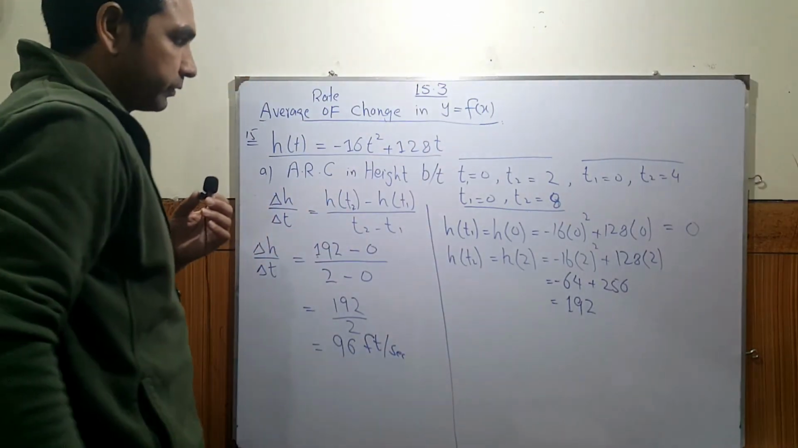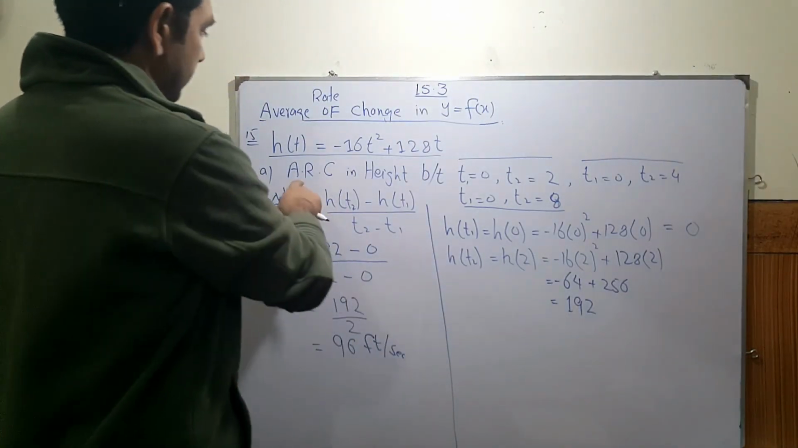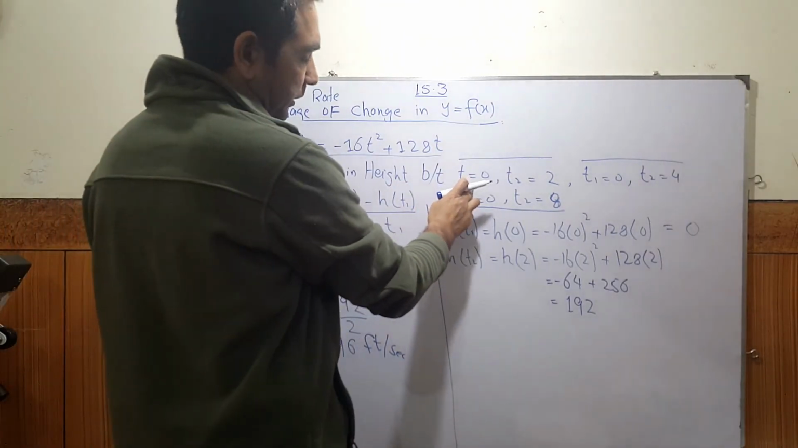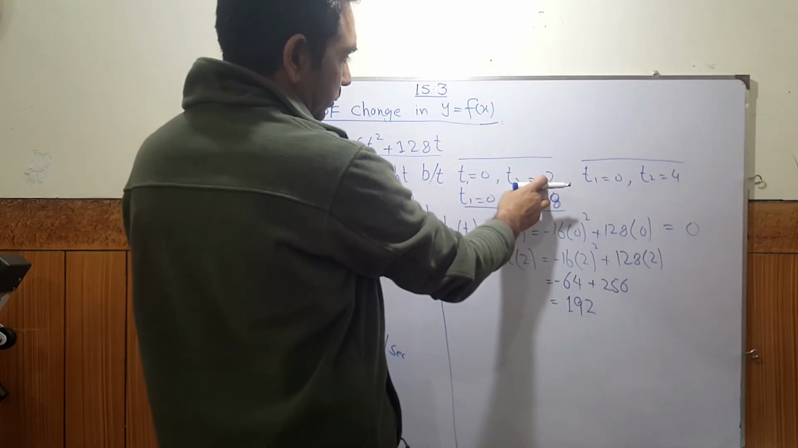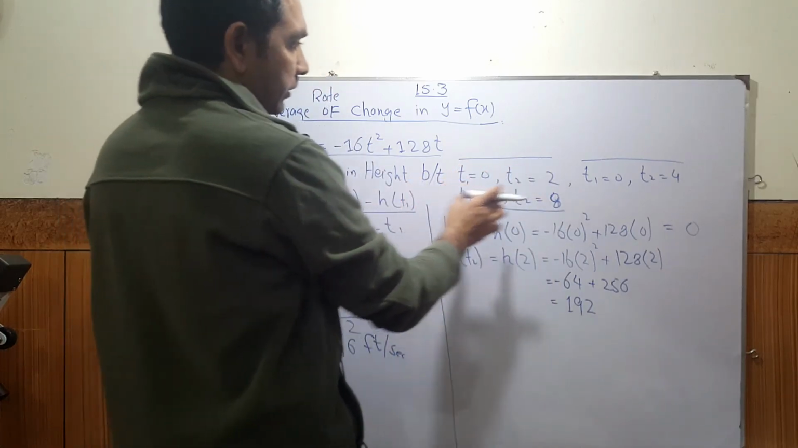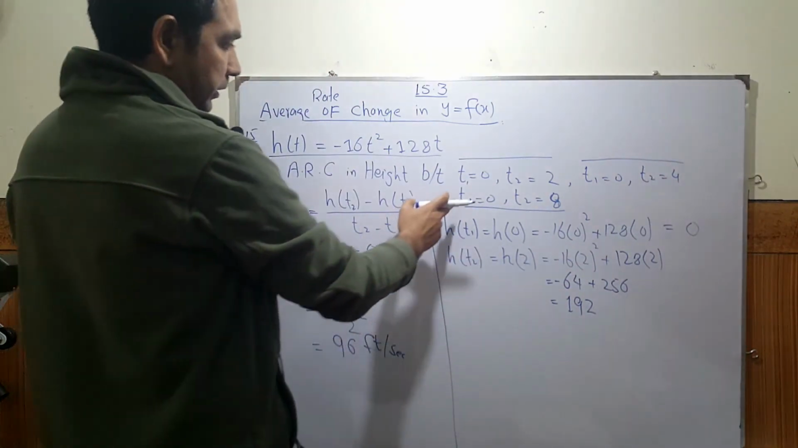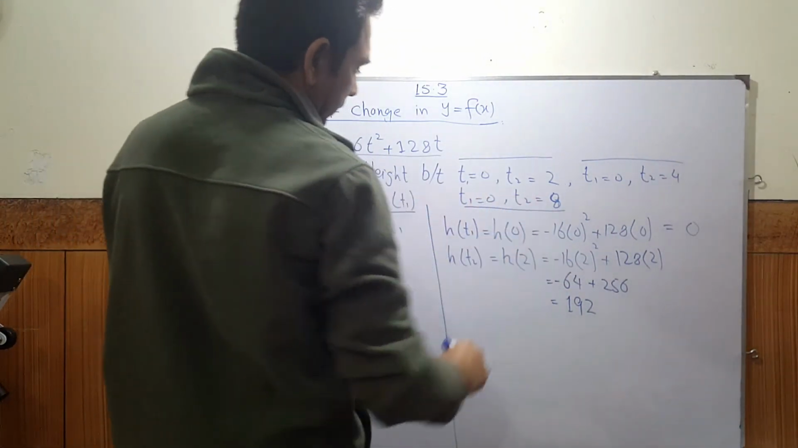They're asking you to find the average rate of change in the height between when t1 is 0 and t2 is 2. This is part 1. Then the second part says t1 is 0 and t2 is 4. And the third part is t1 is 0 and t2 is 8.